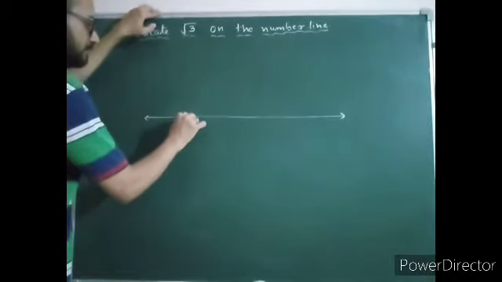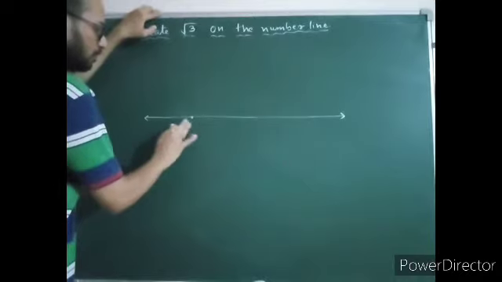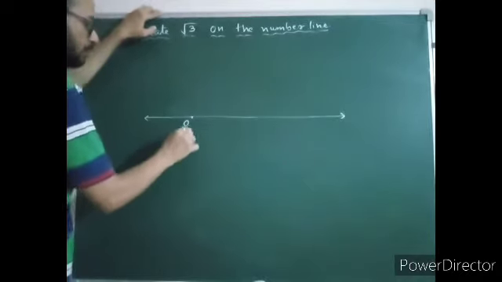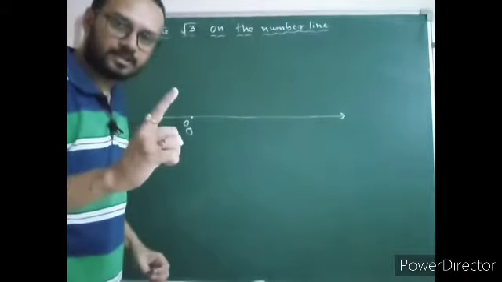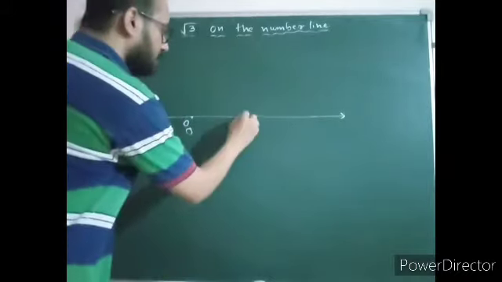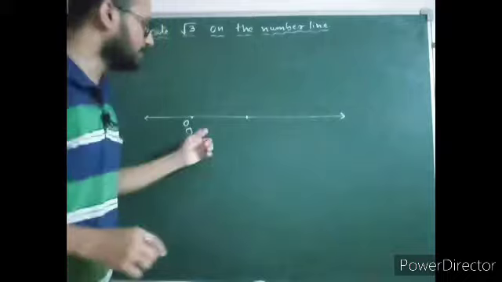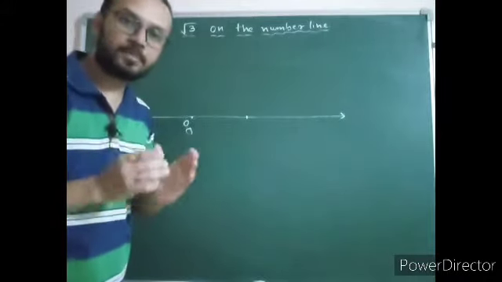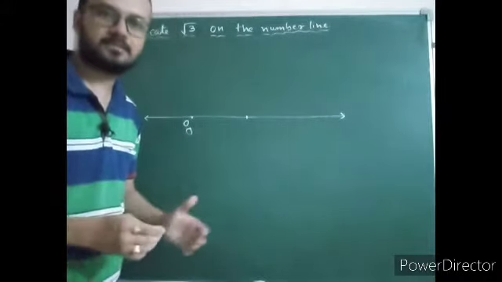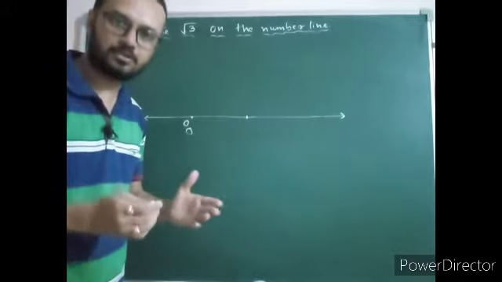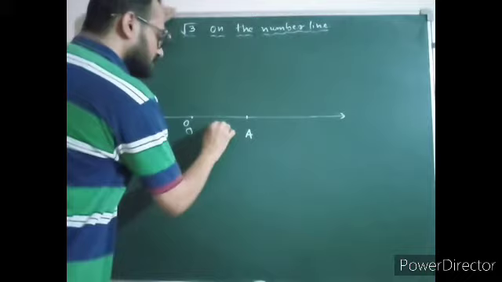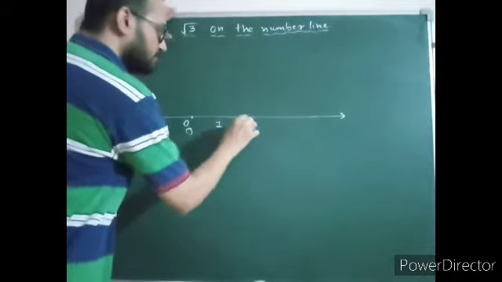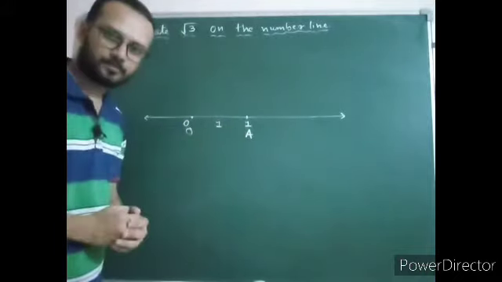On the number line, we will take a point O which indicates the location of point 0. Now from point 0 at 1 unit distance, we will take a point A. Once again, this 1 unit distance can be any proper specific distance. It can be either 3 cm or 4 cm in your notebook. So this point is point A. This distance is 1 unit. So the location of this point is 1 with respect to 0.